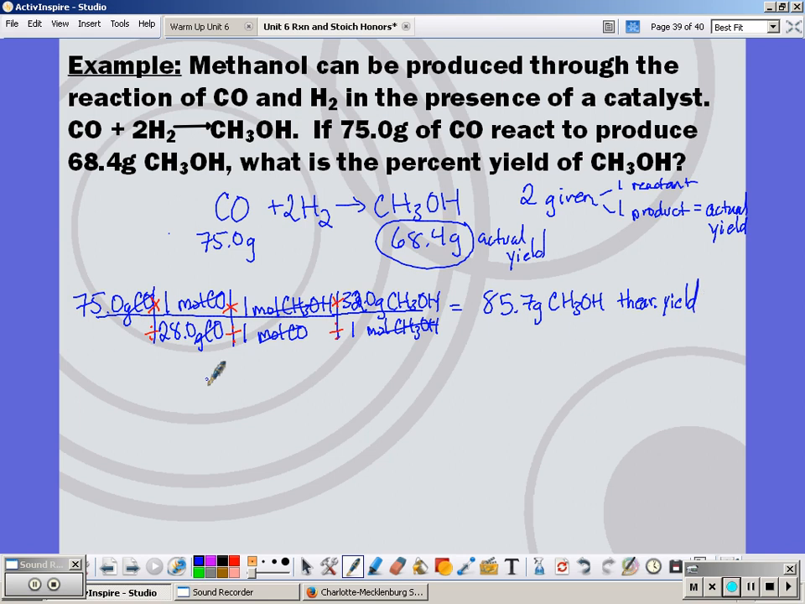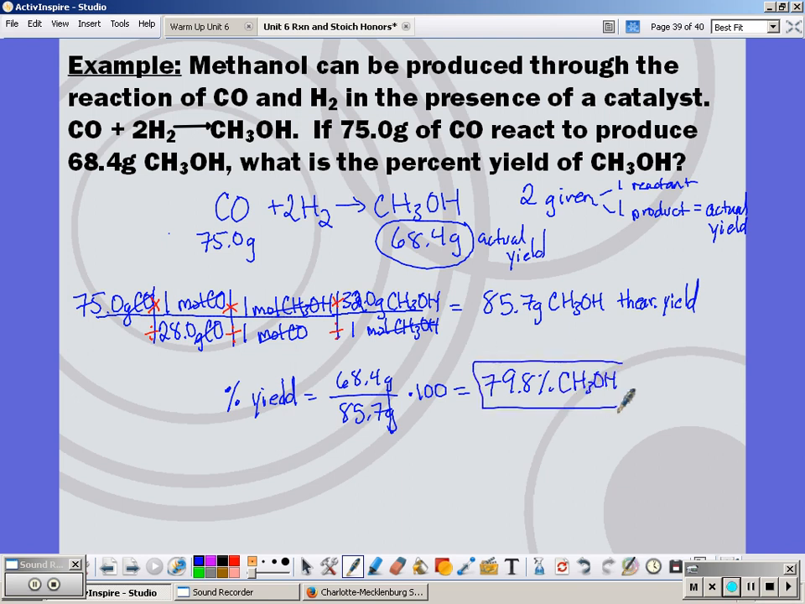So to find the percent yield, I take the actual divided by the theoretical, and because I want a percent, we're going to multiply by 100. Grams would cancel, so I have no unit except for the percent sign. So I have 79.8% of CH3OH. The larger your percent yield, the more accurate you are in the lab.